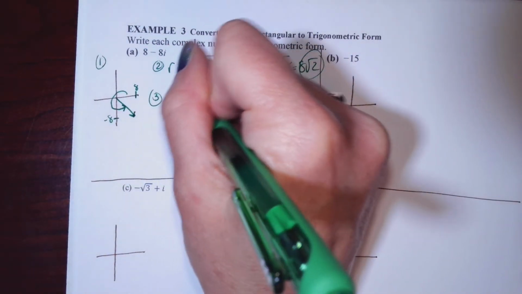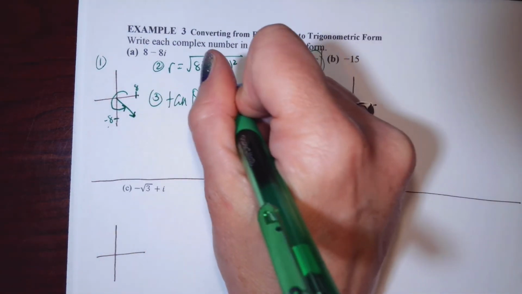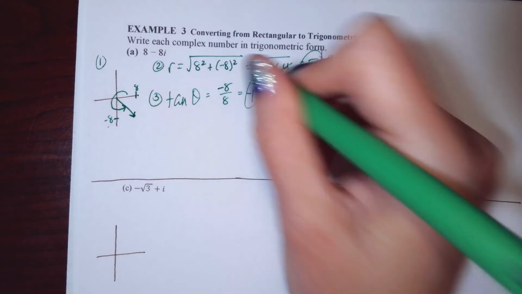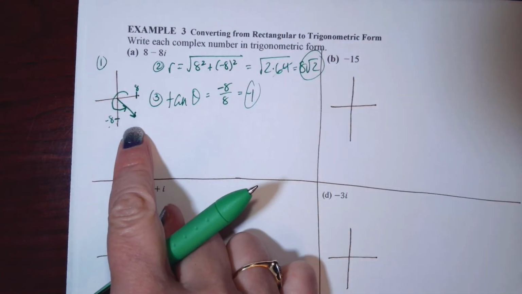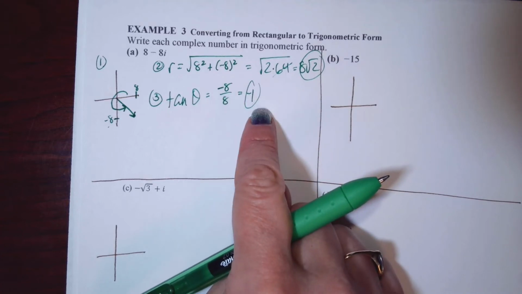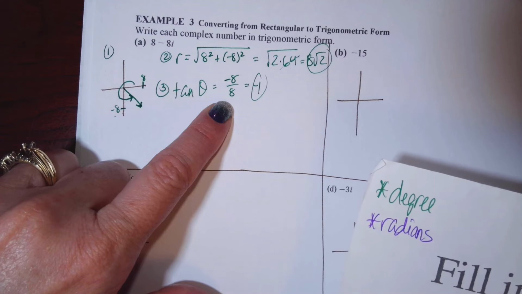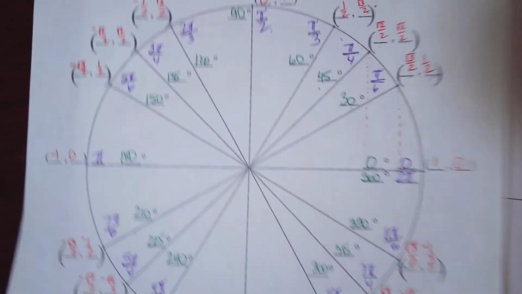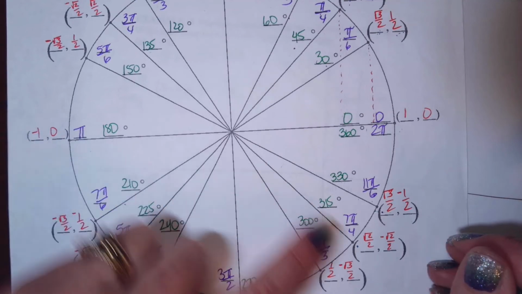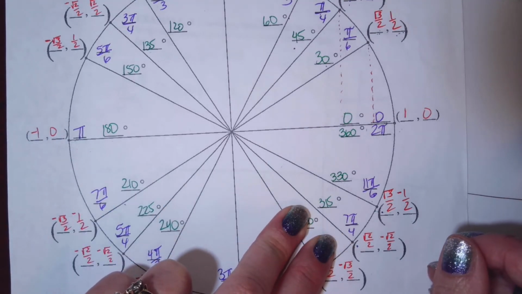So I'm going to use tangent theta, y over x, negative 8 over 8. So my tangent function value is a negative 1. Well, what angle in quadrant 4 has a tangent function value that is negative 1? Well, that's anytime the x and the y are the same and I'm in quadrant 4, you're looking at that 45-degree reference angle. So I've got 315 degrees or 7 pi fourths.